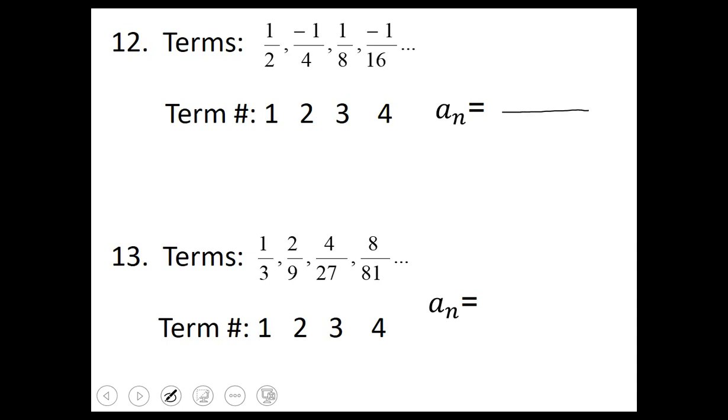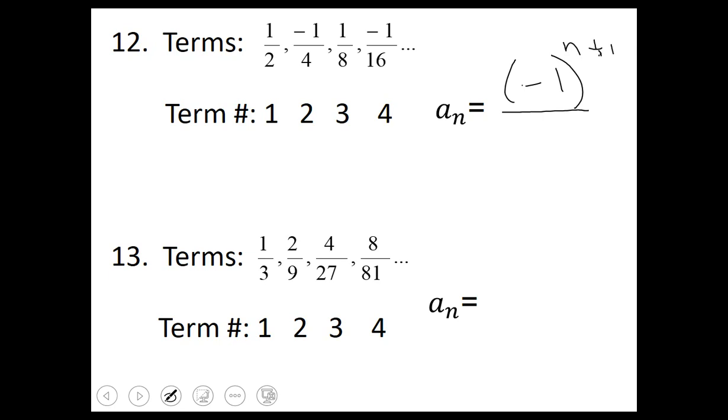I notice on the top that there is an alternation of signs between positive and -1. So anytime there's an alternation of signs, I know that it has to do with -1 to the something. Again, generally speaking, if the first term is positive, you always know that it's going to be n plus 1, where if the first term was negative, you would know that it was just -1 to the n.